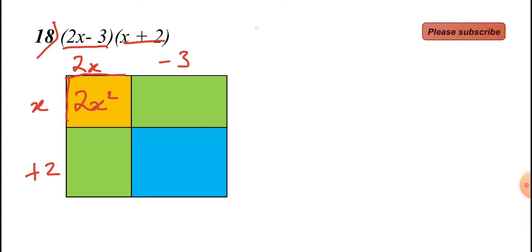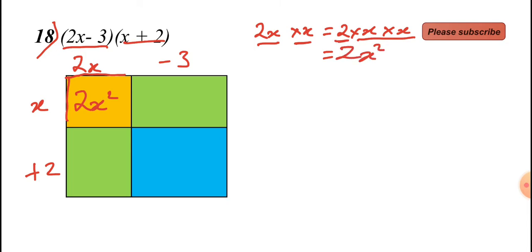To explain that in a bit more detail, 2x times x is the same as saying 2 times x, that's that bit, times x again, which is that bit. So the final answer, as you can see, x times x will be x squared, and it's 2 times, so it will be just 2x squared. 2 times x squared.